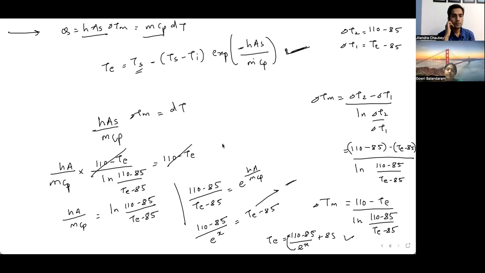So all these values I have for this formula, like the H we found. Mass flow rate also we can find. And CP is given, right? So this is the final answer, right? The exit temperature? Yeah, that is the answer they wanted.